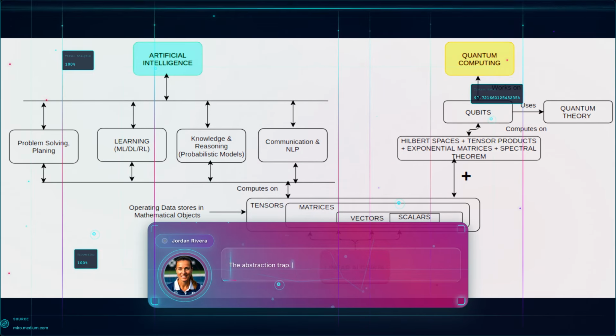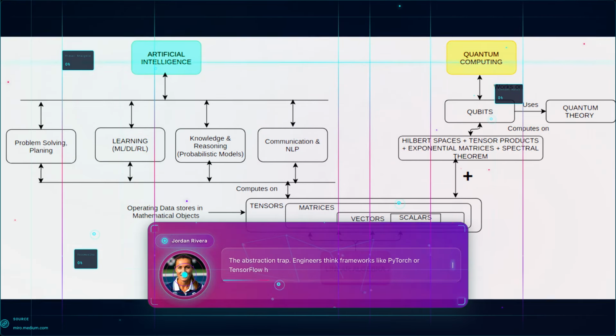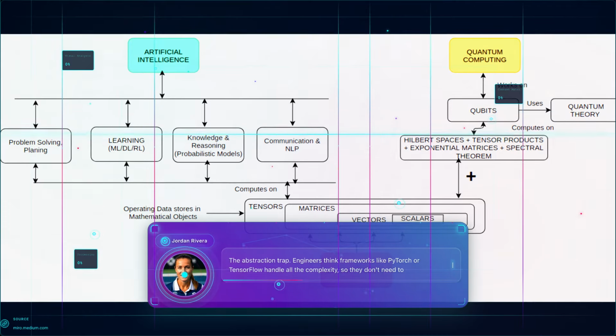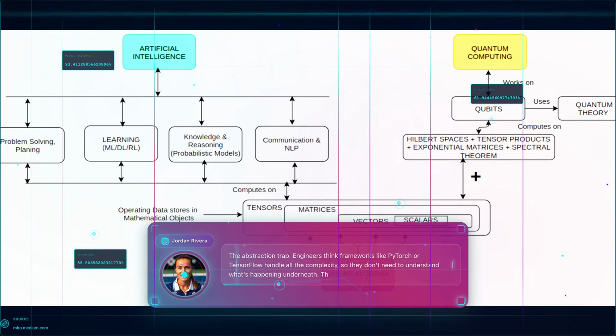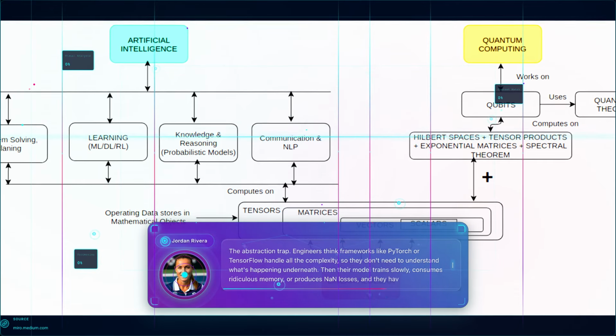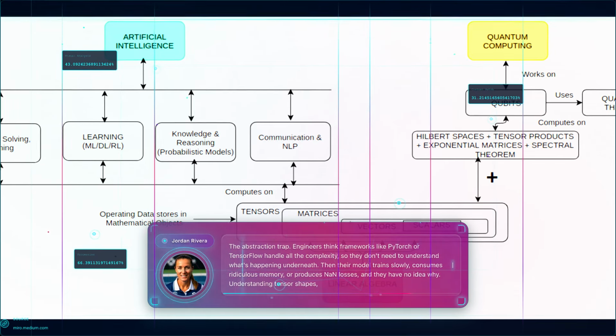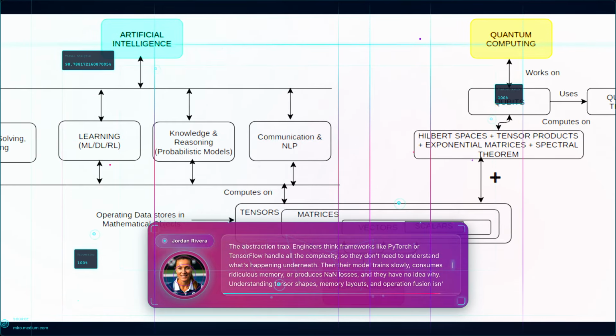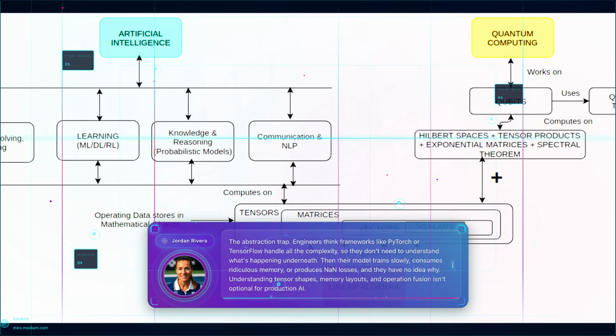The abstraction trap. Engineers think frameworks like PyTorch or TensorFlow handle all the complexity, so they don't need to understand what's happening underneath. Then their model trains slowly, consumes ridiculous memory, or produces NaN losses, and they have no idea why. Understanding tensor shapes, memory layouts, and operation fusion isn't optional for production AI.